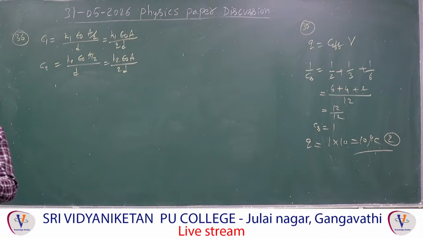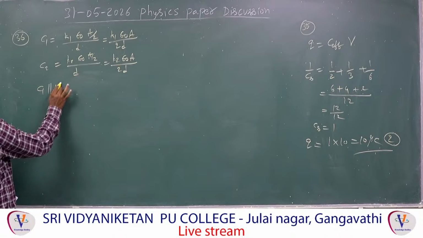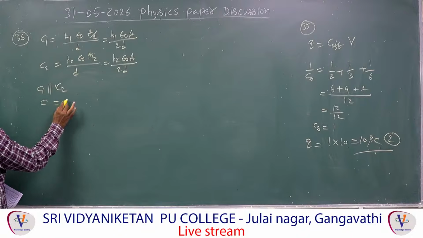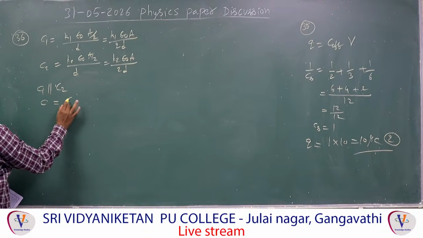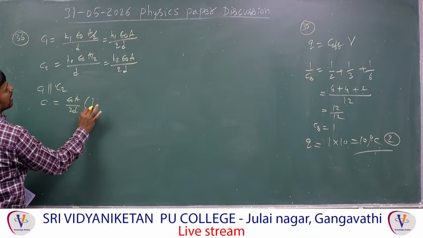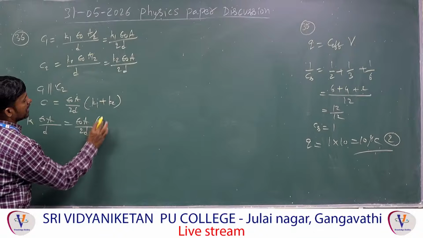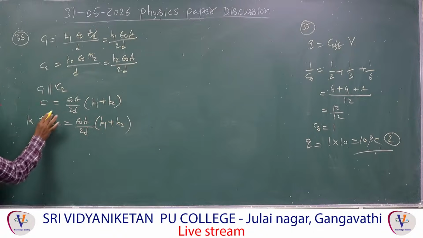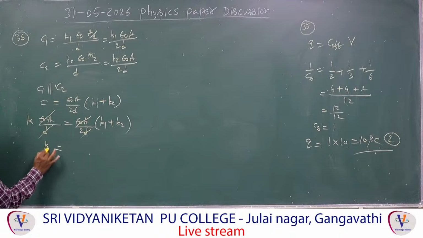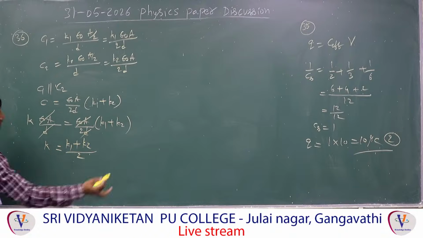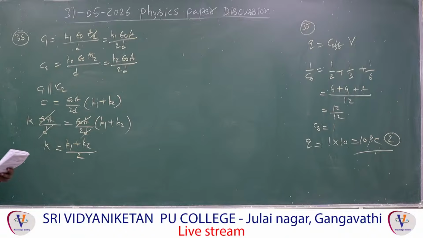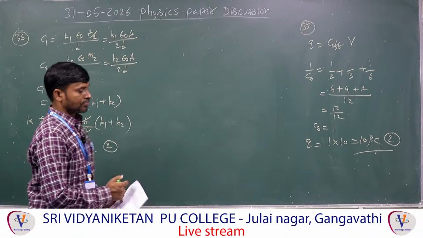But here C1 and C2 are parallel. C1 is parallel to C2. Therefore, effective capacitance is C1 plus C2. Which value is common? Epsilon naught A by 2D is common. K1 plus K2. The effective capacitance can be written as K epsilon naught A by D, which equals epsilon naught A by 2D into K1 plus K2. Epsilon naught A by D cancels. The effective dielectric constant is K1 plus K2 by 2. We get the second option.